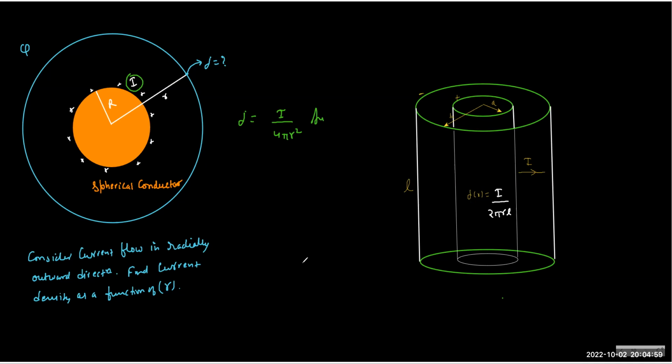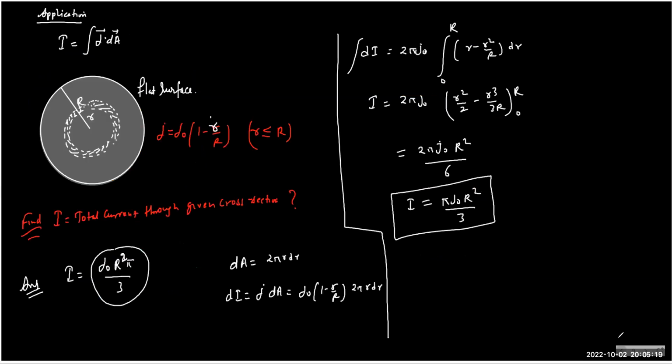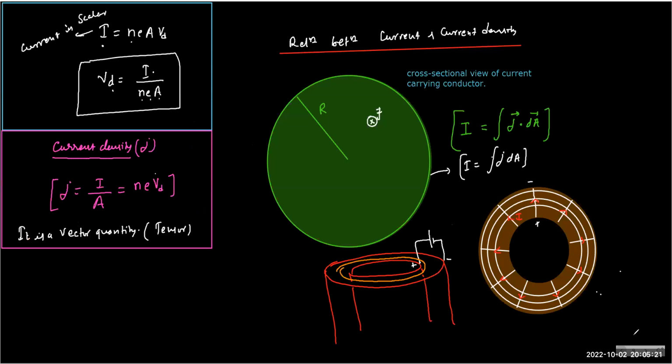Okay, so this is simple. You can apply it anywhere. As you go from inner surface to outer surface, I remains the same, but current density will keep on decreasing. So anyway, this is the basic practice about the formula and current density. The two things are done.